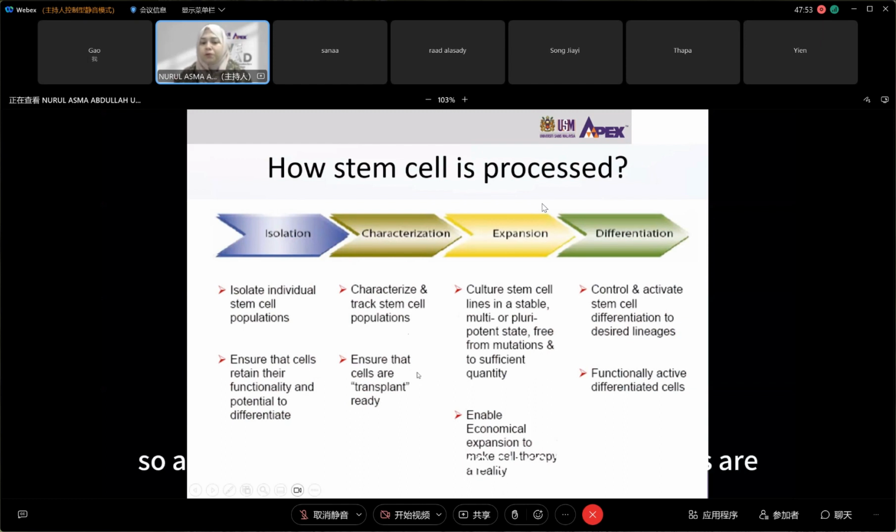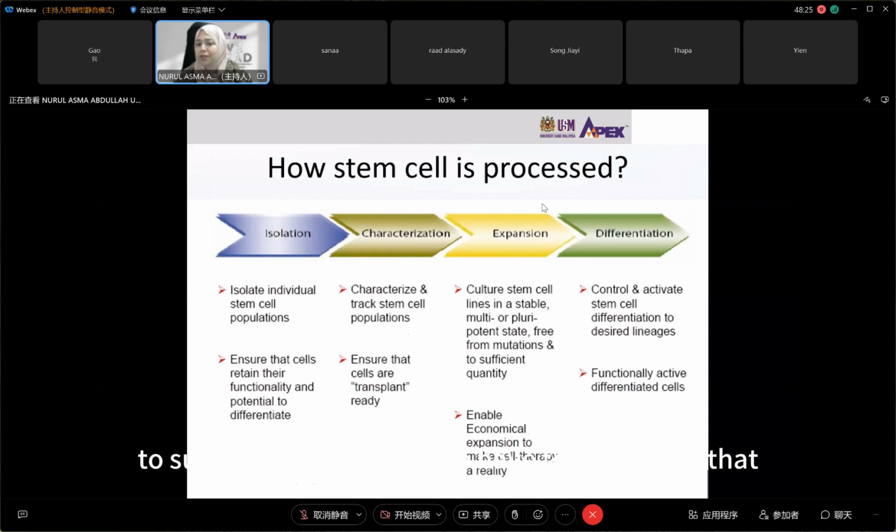Also, we have to make sure that the cells are transplant ready, meaning that they are still in the format of stem cells. And after we characterize them, we have to do the expansion, meaning make it more and more in numbers. So culture stem cells in a stable, multi or pluripotent state, free from mutation and in sufficient quantity.